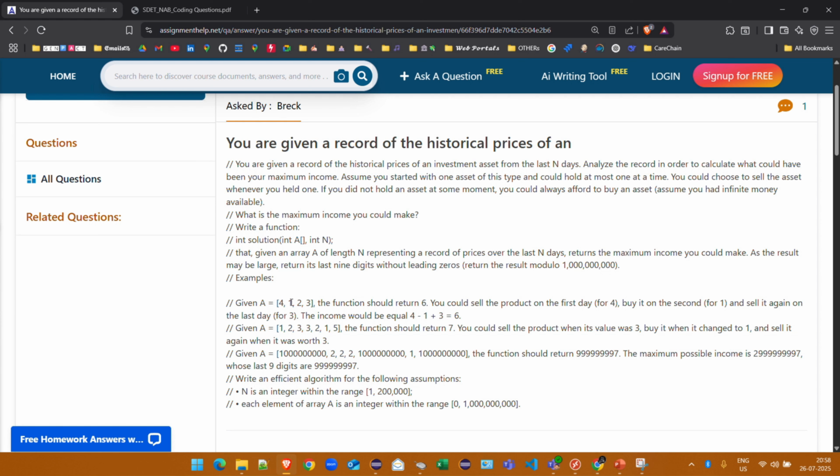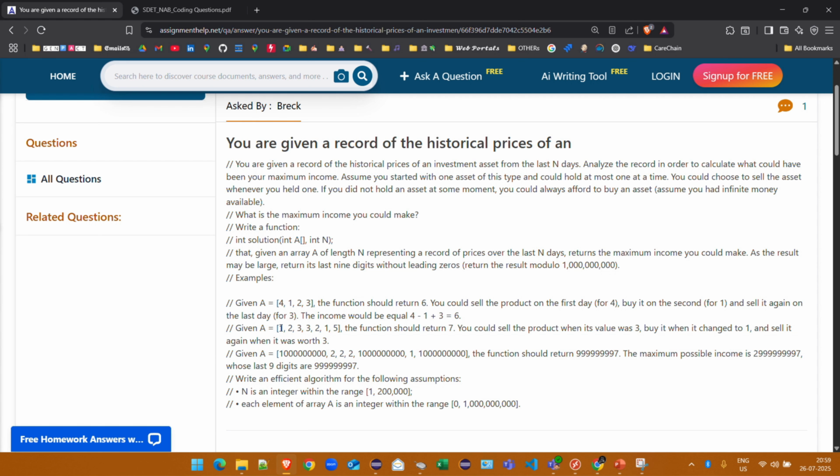Then I would again buy it, which means I would have to spend 1 rupee. This is what it is saying: 4 minus 1, and then at last I will sell it for 3. Then plus 3, and the addition would be 6. Okay, so this would be the answer.